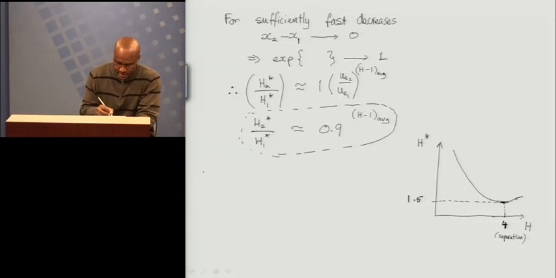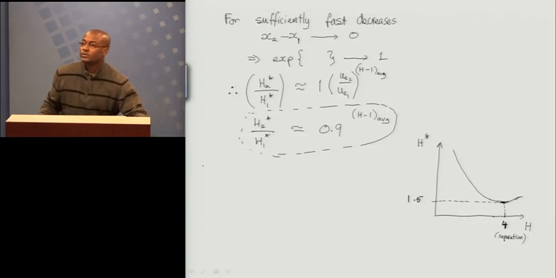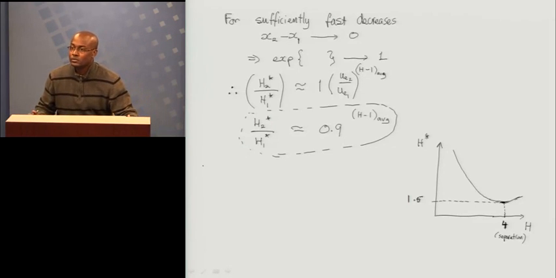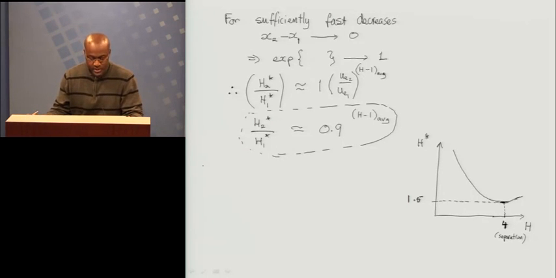All right, so let's see what happens for, say, the case where we had laminar flow. Question? We're plotting H*, or the ratio H2* over H1* in that plot? Here we're plotting H*.